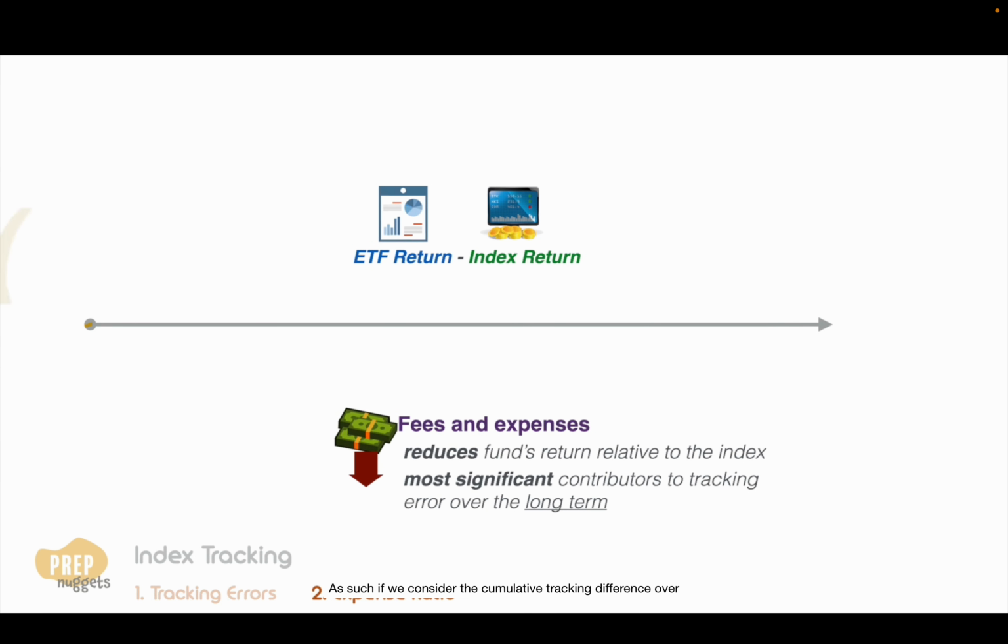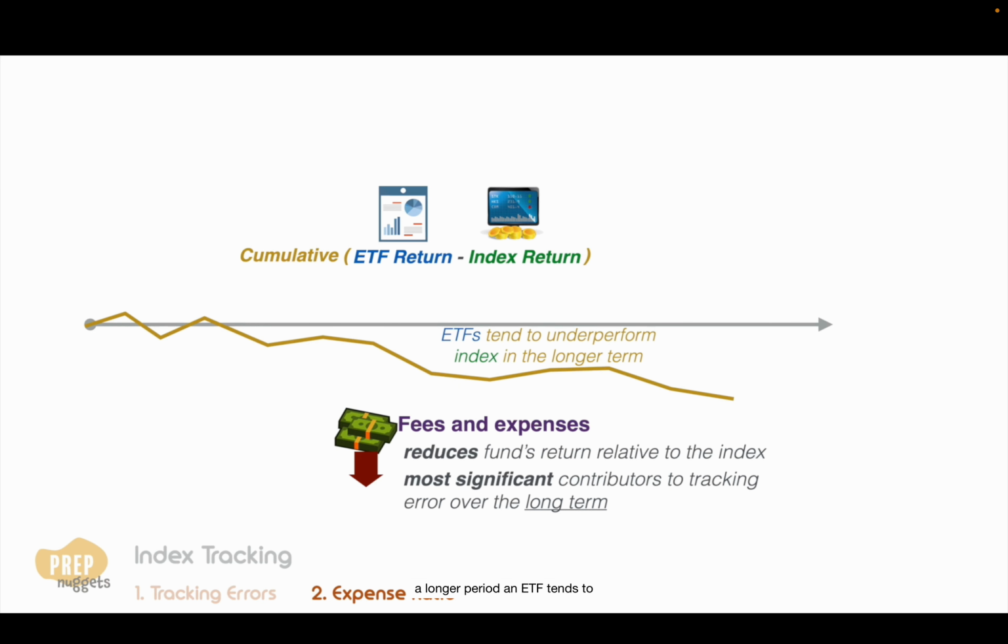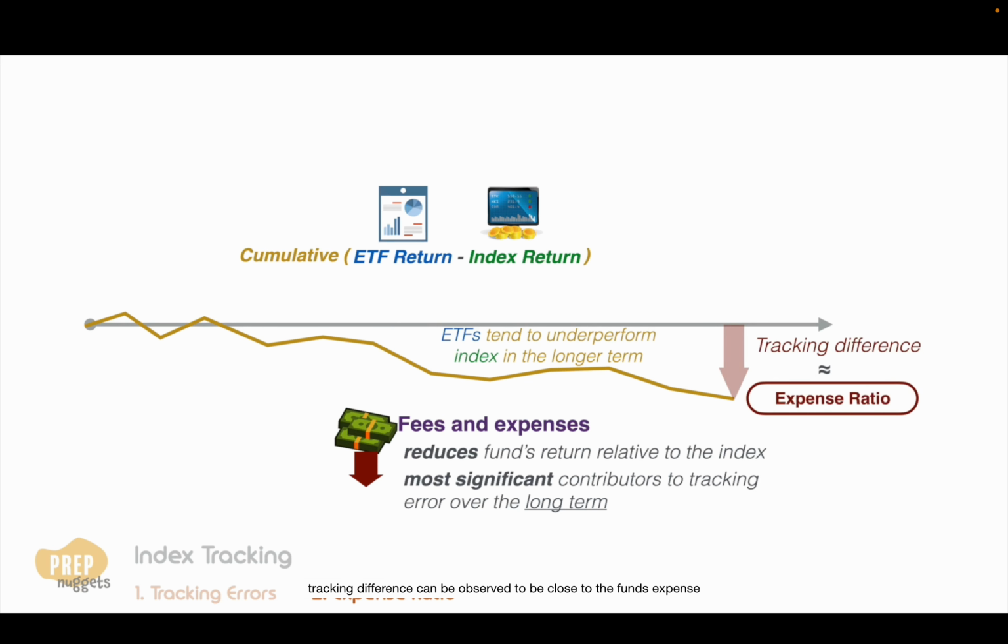As such, if we consider the cumulative tracking difference over a longer period, an ETF tends to underperform the index. For most ETFs, the tracking difference can be observed to be close to the fund's expense ratio, indicating that fees and expenses are the most significant long-term contributor to tracking error.